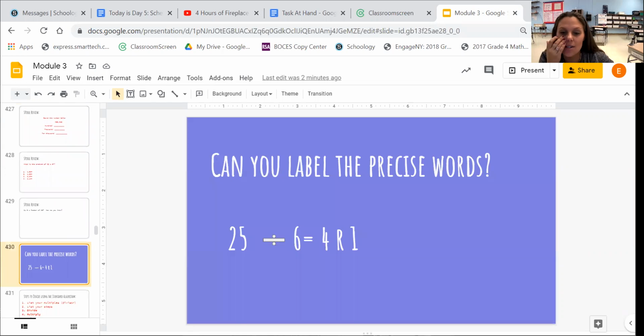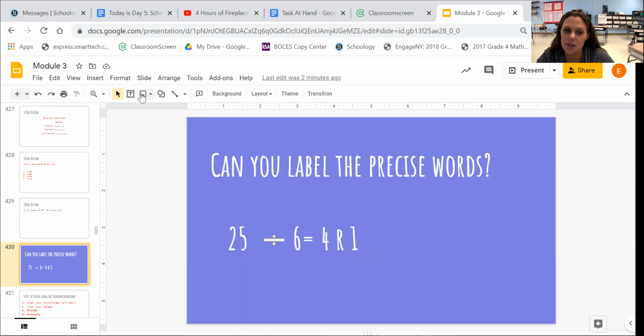What I'd like you to do first is simply look at this equation and think of the precise words. We've learned quite a bit of precise words for this unit, and try to use those precise words and label where they go in our sentence. All right, hopefully you have a dividend of 25 divided by a divisor of 6 equals a quotient of 4 with a remainder of 1.